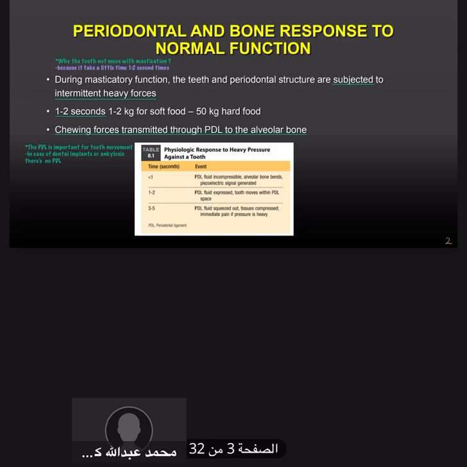Chewing forces are transmitted through the PDL to the alveolar bone. So the PDL is very important for tooth movement. In the case of dental implants and ankylosis, the tooth does not move.